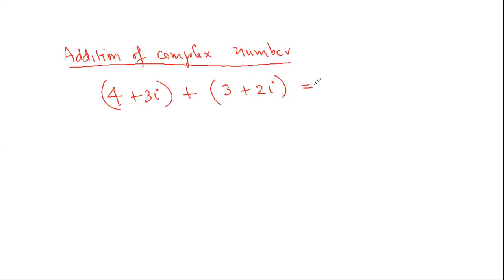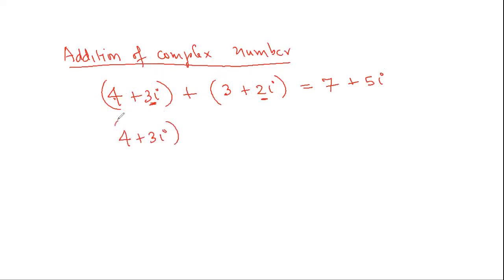Then what should I do? Add the real part with the real part and the imaginary part with the imaginary part. 4 plus 3, 7. Imaginary should be added with imaginary, 5i. So 7 plus 5i.